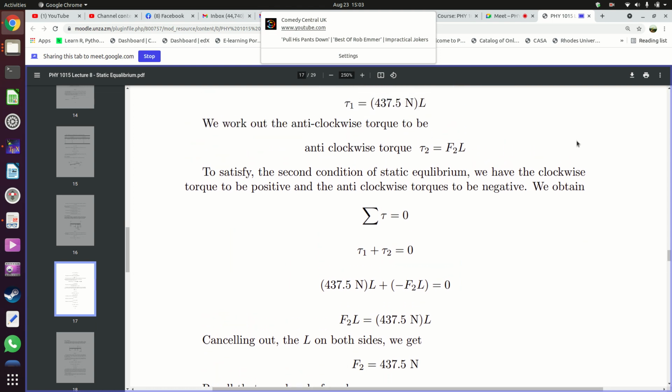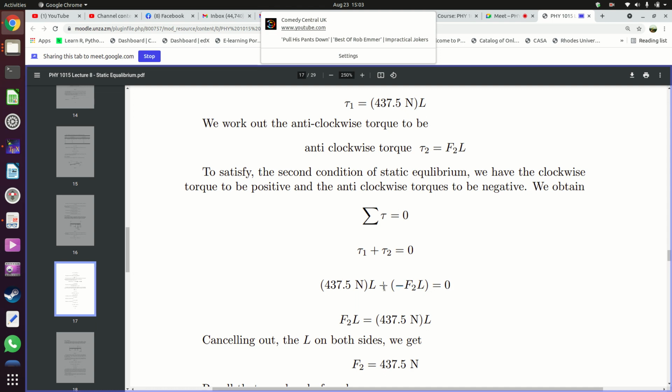So in this particular case, we say, okay, our clockwise torques, we'll treat them as positive. The anticlockwise torques, we'll treat them as negative. Then we add our torques. So when we add the torques, we're going to have the clockwise torques plus the anticlockwise torques. They should give us 0. So the clockwise torques will be this much. Then, since we have chosen clockwise to be positive, the other torque, which is this one, which is anticlockwise, is going to have a negative sign. Minus F2L equals 0.